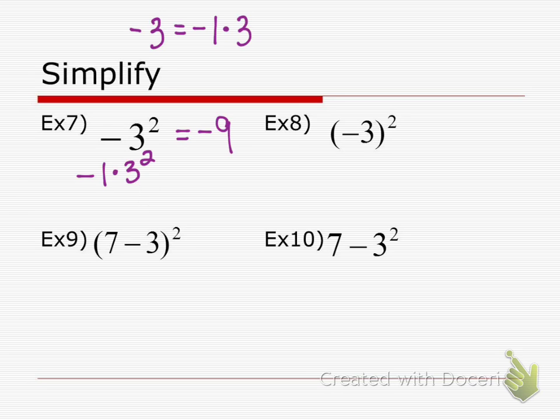Okay, the 3 gets squared. That's how we get the 9. And then we multiply it back to the -1 to get -9. Number 8 is different. The parentheses trap the negative with the 3. So on number 8, we are instead taking -3 times -3, which equals a +9.